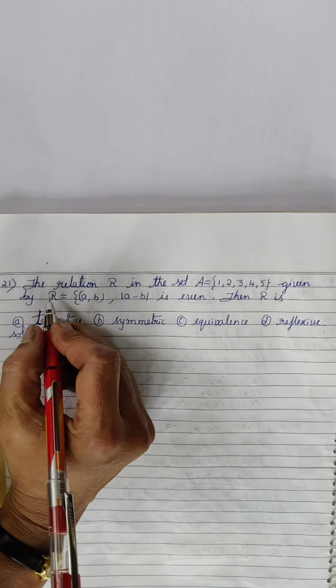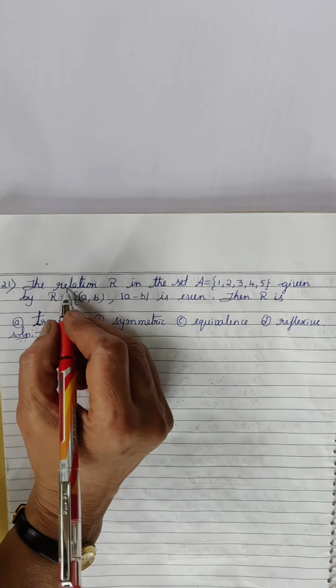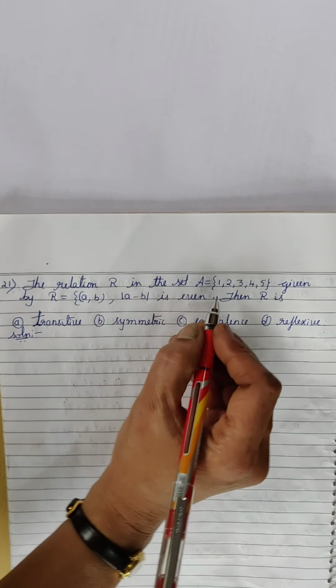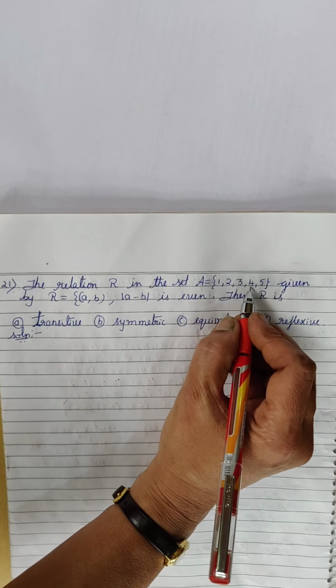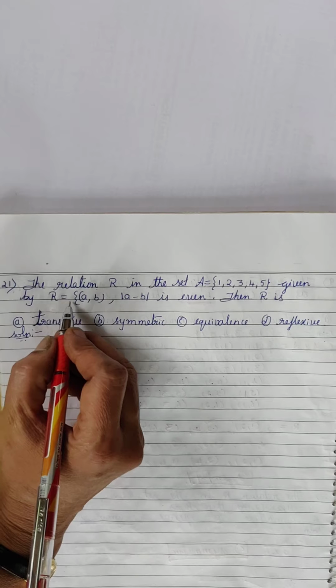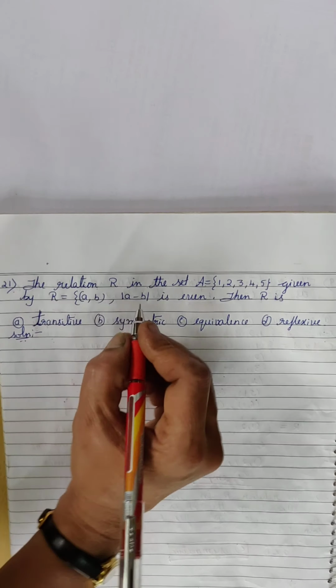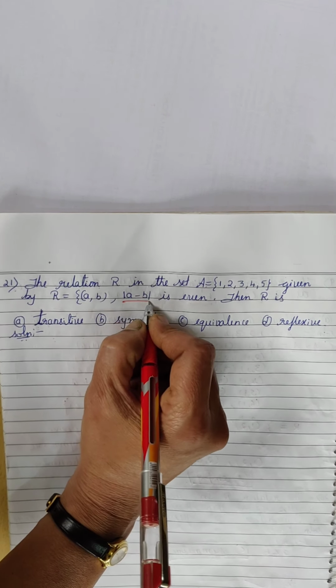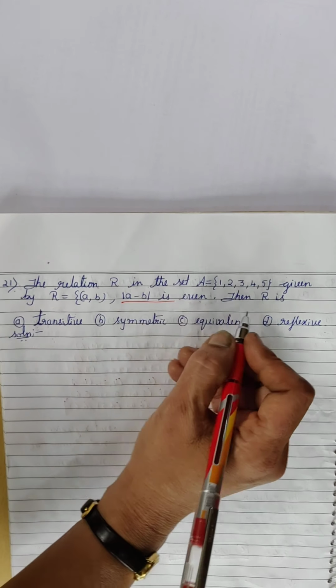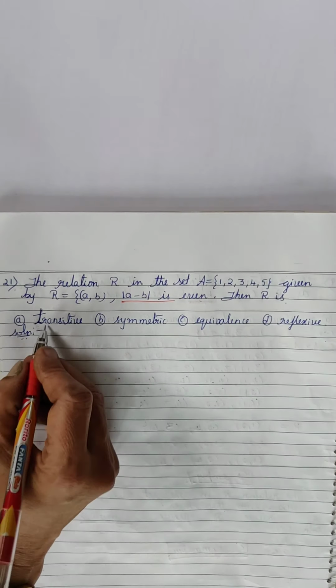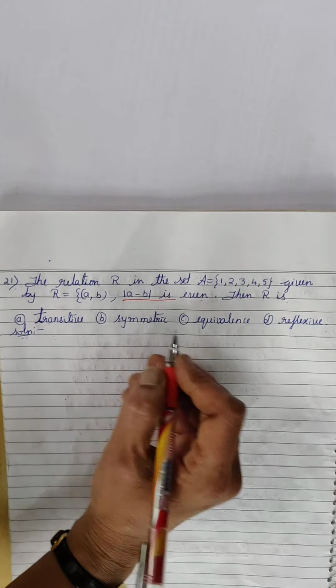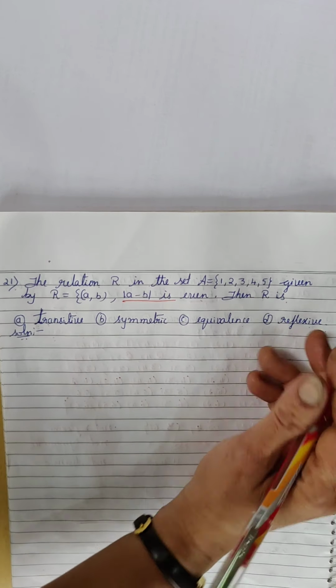The next one, the 21st one. The relation R in the set A equal to {1, 2, 3, 4, 5} is given by R = {(a, b) such that modulus of a minus b is even}. Then R is transitive, symmetric, equivalence, or reflexive? So let us check that.